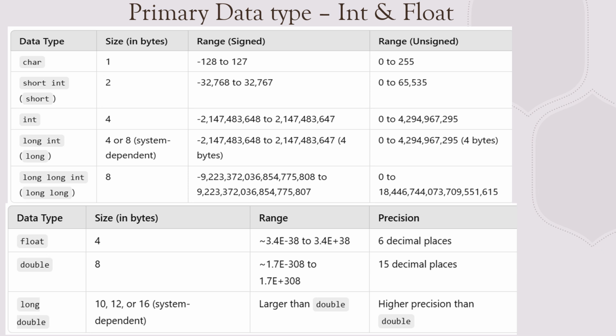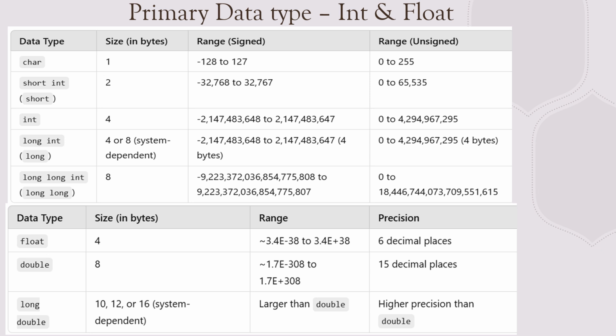And if it is long int, the byte size can be 4 or 8. It depends on the system architecture. Here also we can have signed as well as unsigned values. And if it is long long type, the byte size is huge, it is 8 bytes. And here also we can have signed as well as unsigned values.